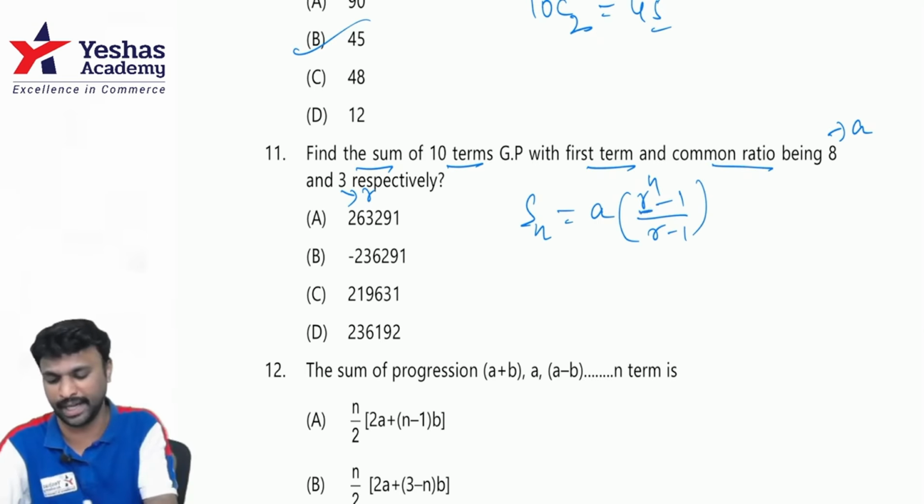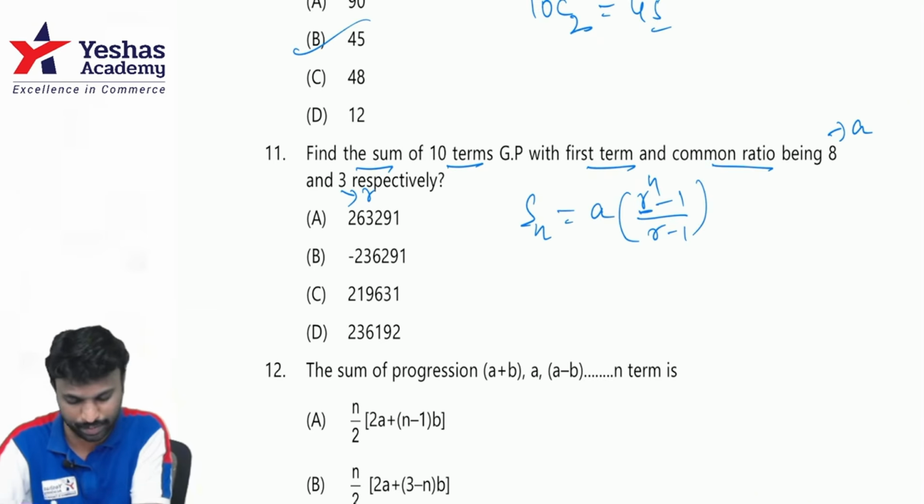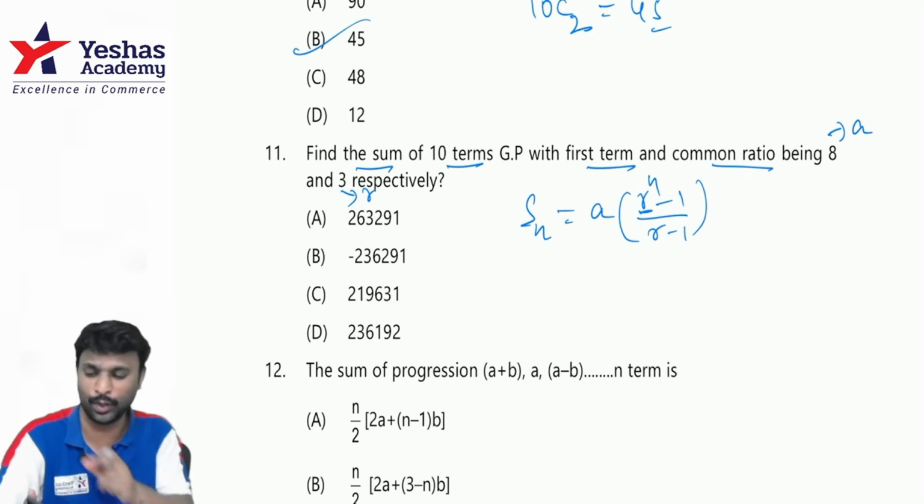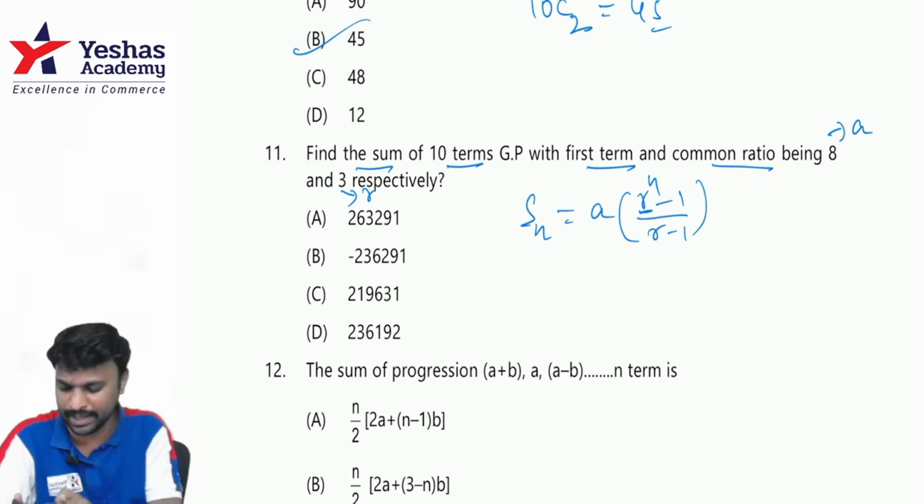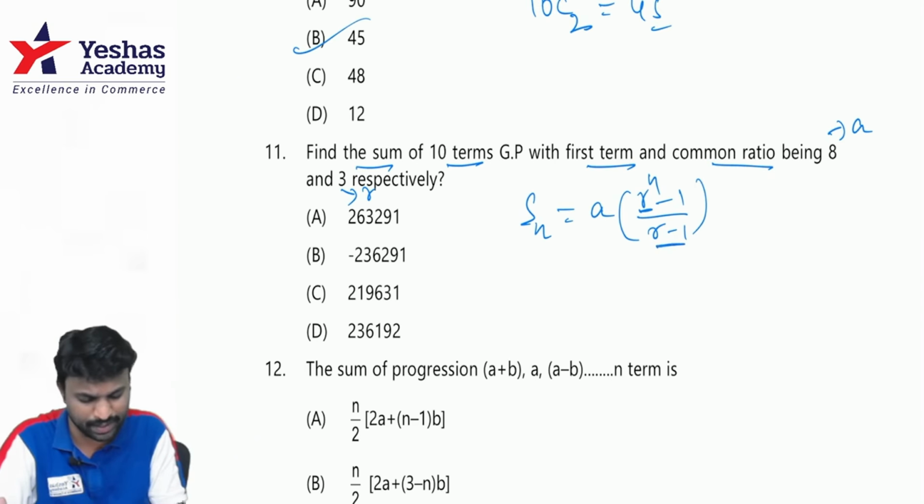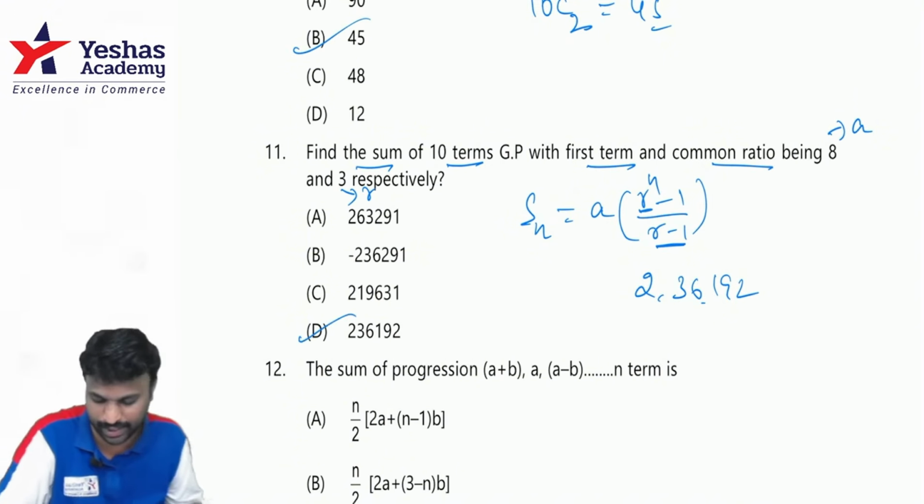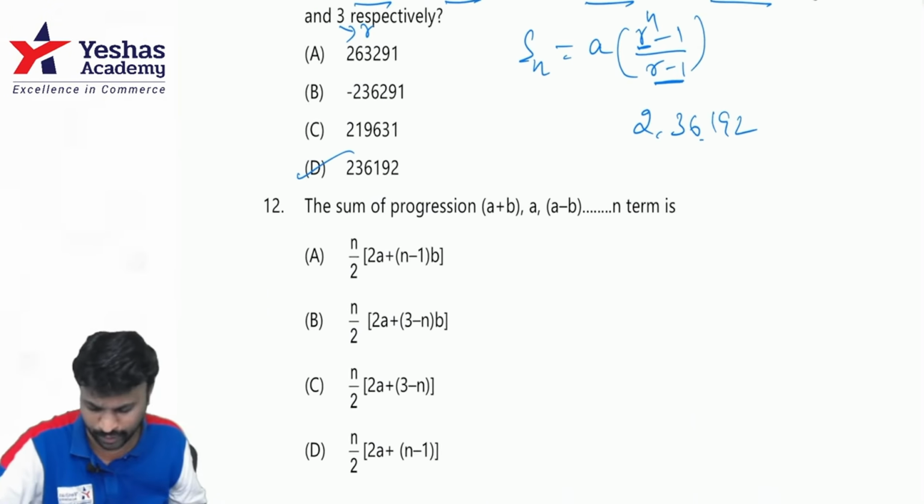3. Type 3, press into, keep pressing equal until the counter number is 11, because for 10 you have to press equal until the counter number is 11. Minus 1 divided by 3 minus 1 is how much? 2. Into A value is how much? 8. That gives you 2,36,192. That means option D is the right answer. Guys, moving on to the next question.